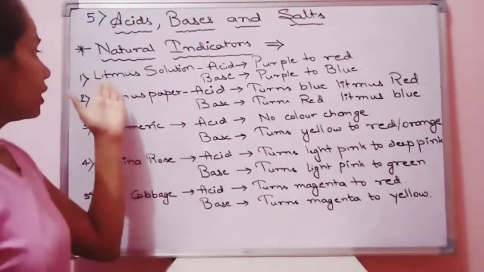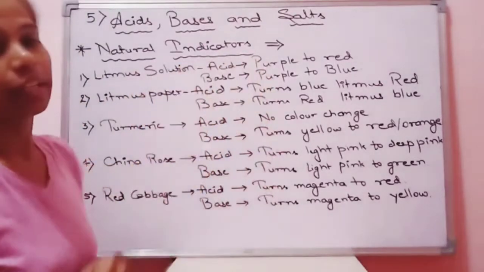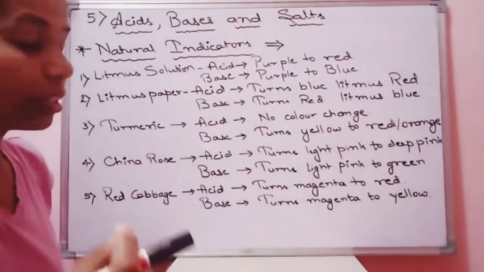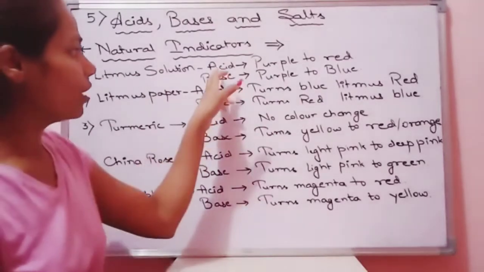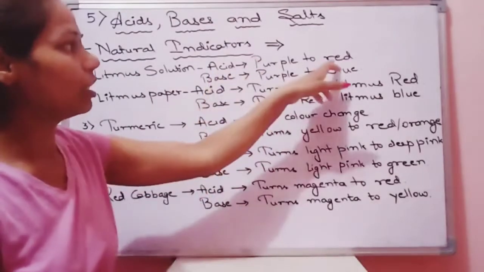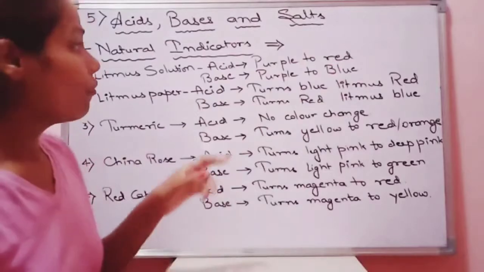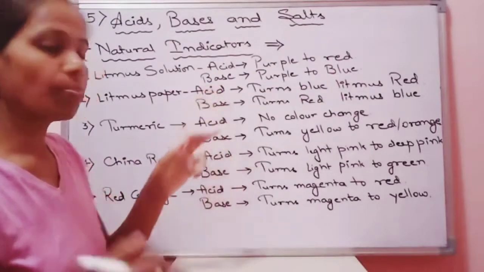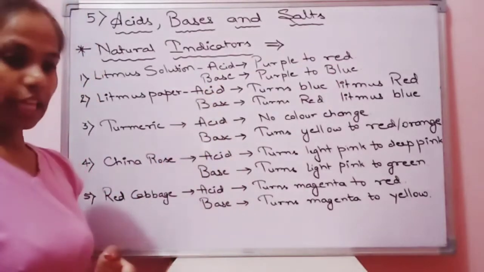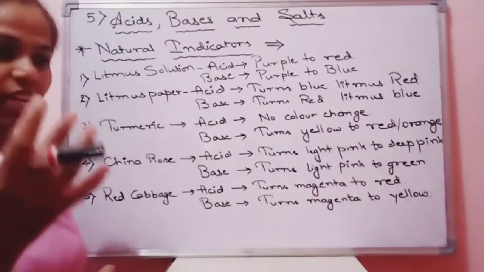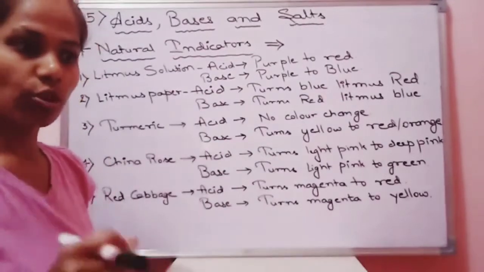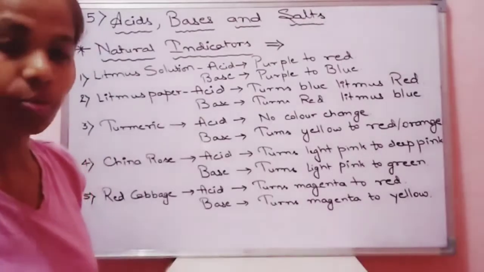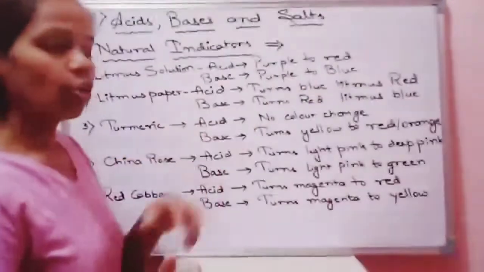The litmus solution is basically purple in color. Very light pink, light purple in color. And when you put it in an acidic solution, it will turn red. Whereas if you put it in some basic solution, say caustic soda, or you have soap solution, you have shampoo solutions at home, it will turn blue in color.